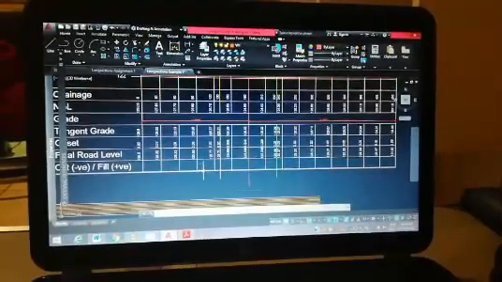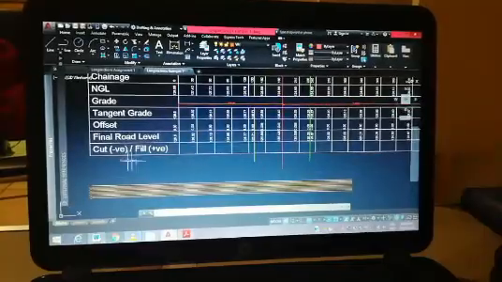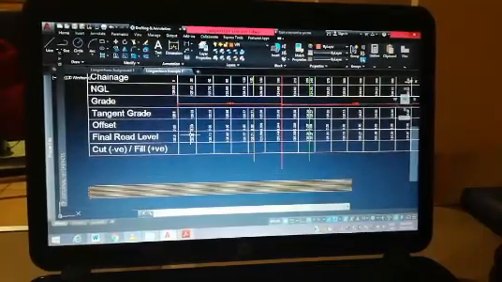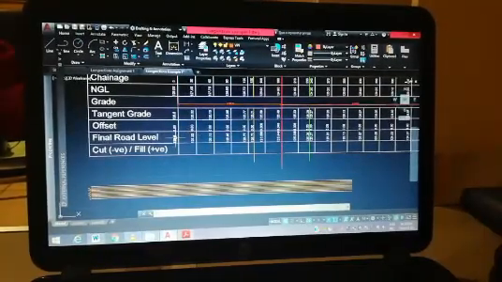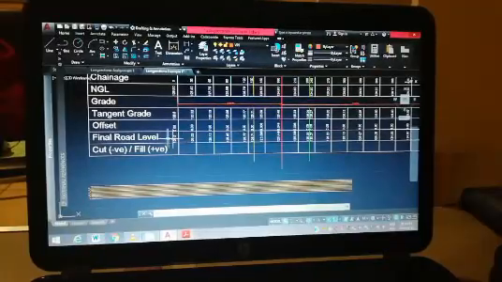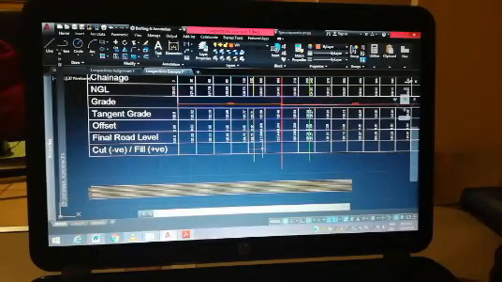Then the next step is to calculate your cut or fill. So that's basically your final road level minus your natural ground level. So this final road level, this row over here, final road level minus your natural ground level, it gives you your cut or fill over here.